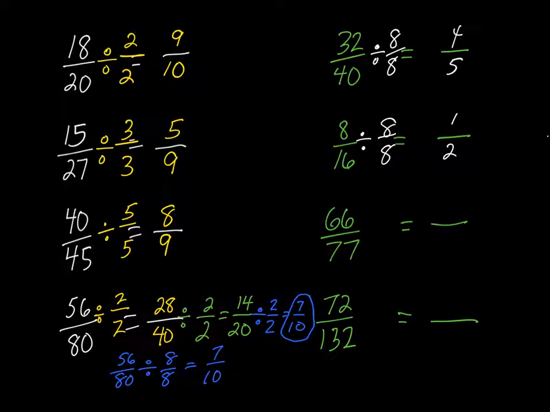66 over 77. Anytime the numbers are the same, that's my clue that it's over 11s. And 66 divided by 11 is 6, and 77 divided by 11 is 7. And I saved a hard one for last. 72 over 132. We can simplify this. Again, this is where your math facts really help you out. We can divide top and bottom by 12. And watch how quick we can solve this one. 72 divided by 12 is 6, and 132 divided by 12 is 11. I hope this helps.